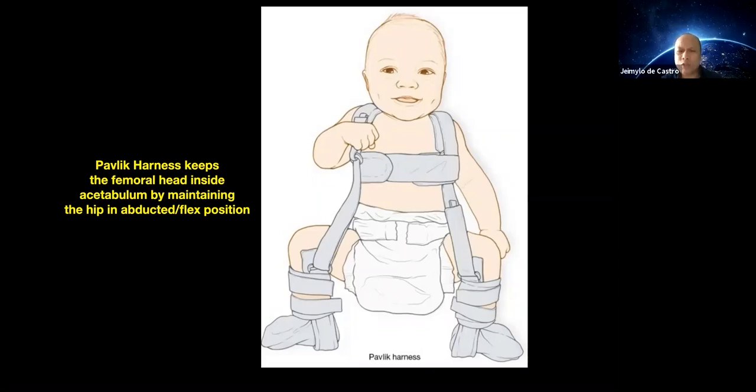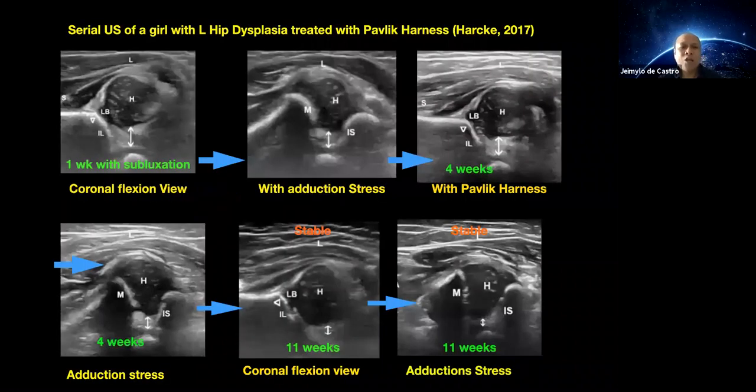We want to make sure that the femoral head is inside the acetabulum, and the only way to do that is to abduct the hip and to flex the hip. And that is what the Pavlik harness is, a static type of brace to keep that femoral head inside. So this is a serial ultrasound of a patient where they did both a flexion view together with an adduction stress.